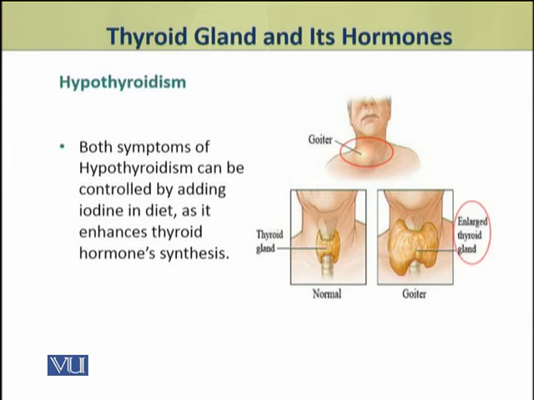Dear students, both these symptoms of hypothyroidism, that is cretinism and goiter can be controlled and treated by adding iodine in diet. The iodine enhances thyroid hormone production.